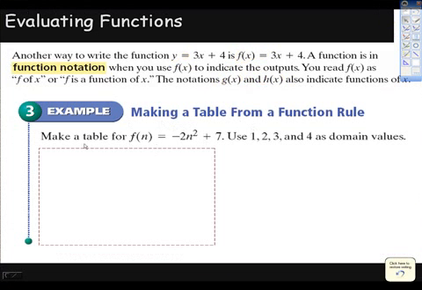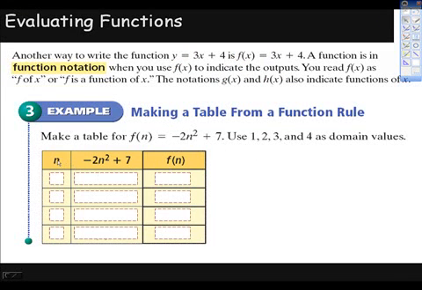We're going to make a table from a function rule. So we're given the function f of n equals -2n squared plus 7. So x isn't magic either. We can put another variable in for that. We're going to use 1, 2, 3, and 4 as domain values. So here's our table. We got n and we got f of n, or n and y, if you will.